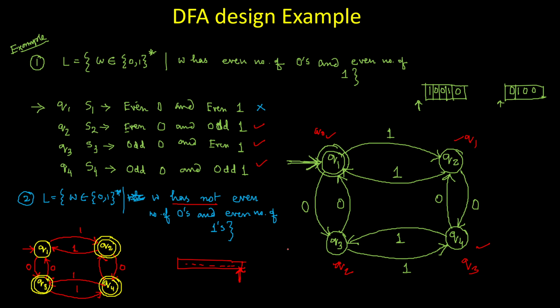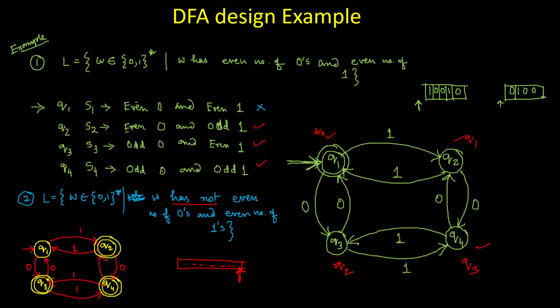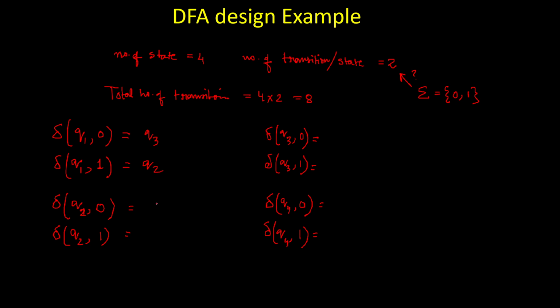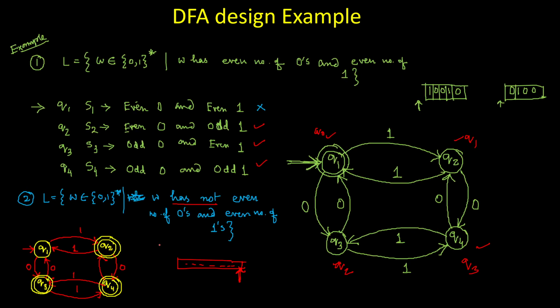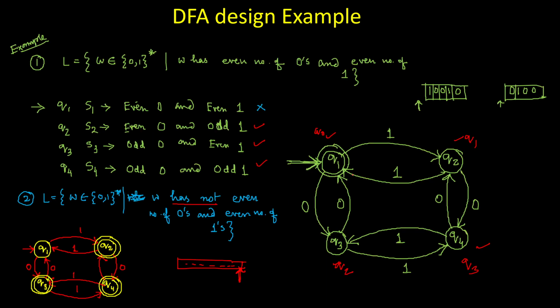So from Q1, on 1 it goes to Q2, on 0 it goes to Q3. Then from Q2, on 1 it goes to Q1, on 0 it goes to Q4. Then from Q3, on 0 it goes to Q1, on 1 it goes to Q4. And from Q4, on 0 it goes to Q2, on 1 it goes to Q3.